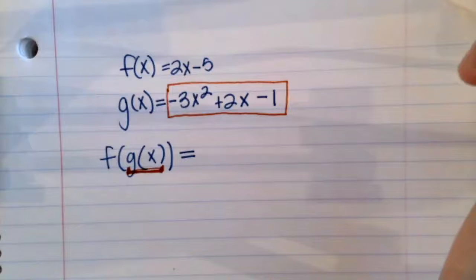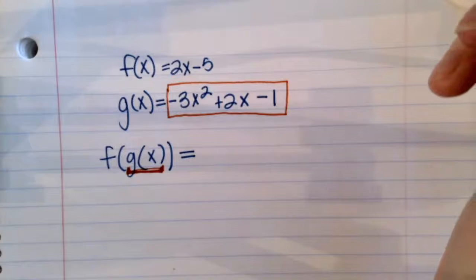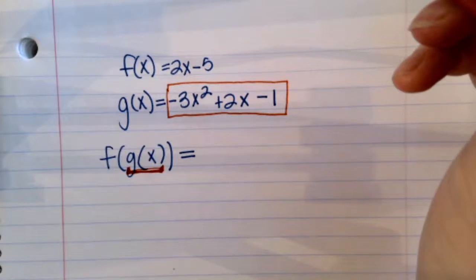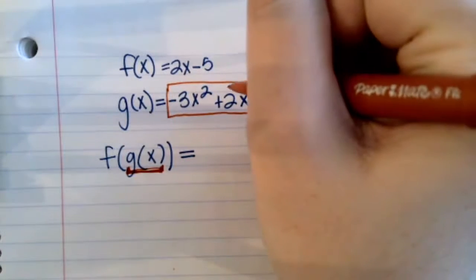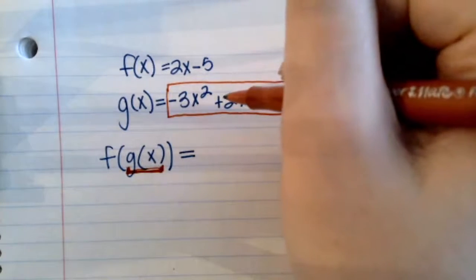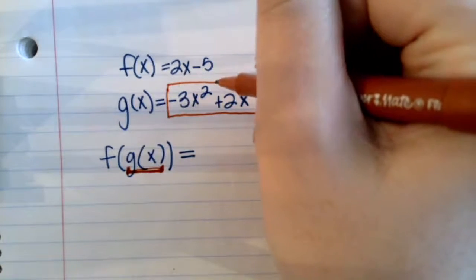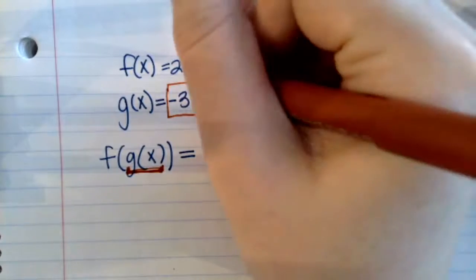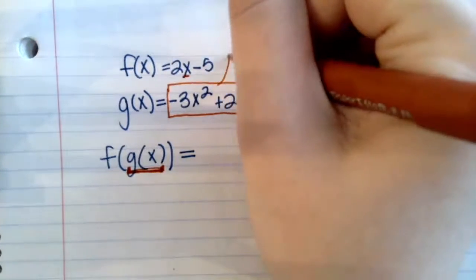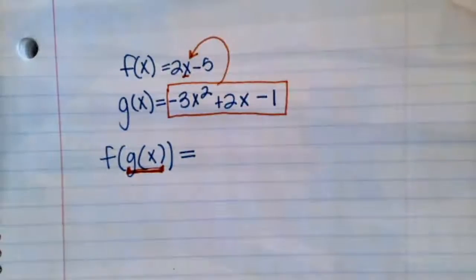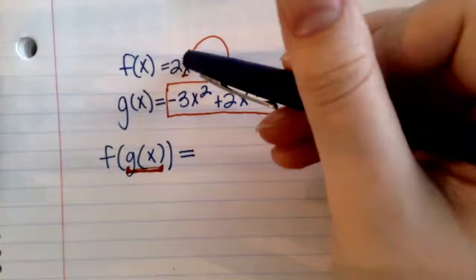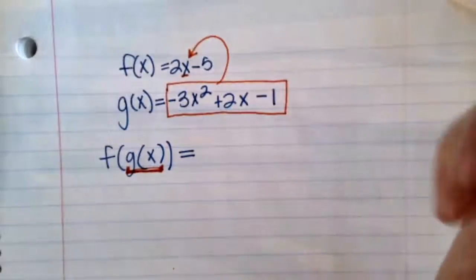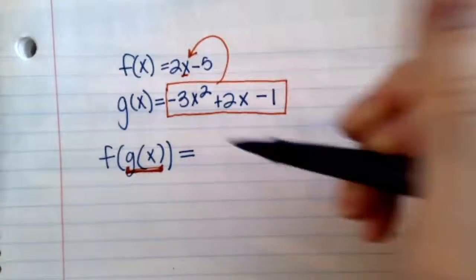Super similar to when we learned substitution and elimination in semester 1. We want to take this and plug it in anywhere we see an x into the other equation. And so there's only one x here, so I'm going to take this and I'm plugging it in there. Just like if it was x equals 4, I would plug in a 4 for my x value. We just have a more complicated expression to plug in.